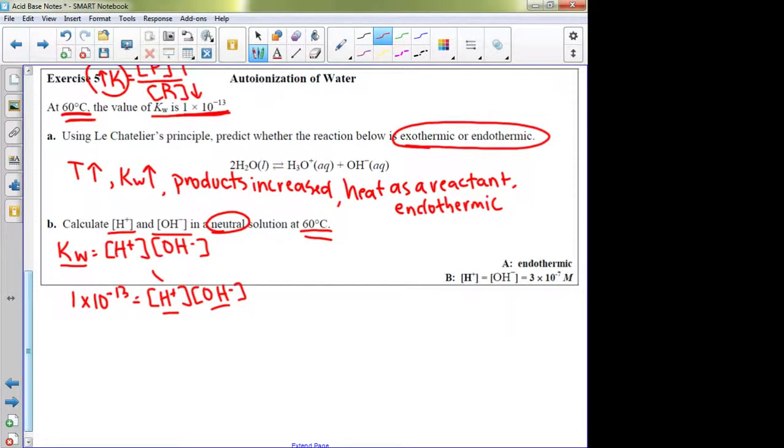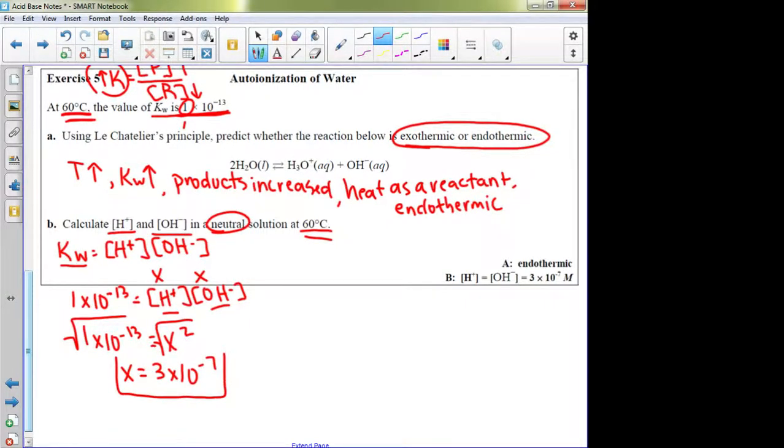So I can call both of these X. Can I solve for X? Yes. That means 1 times 10 to the negative 13th would be equal to X squared. How do I get X? Square root it. And how many sig figs is this? 1. So how many sig figs need to be in my answer? 1. So then I get 3 times 10 to the negative 7 for my answer.